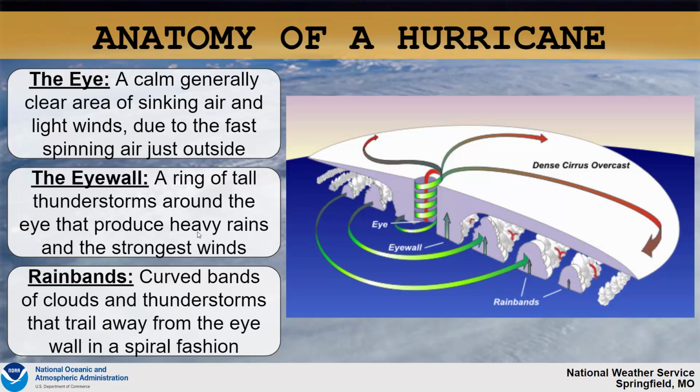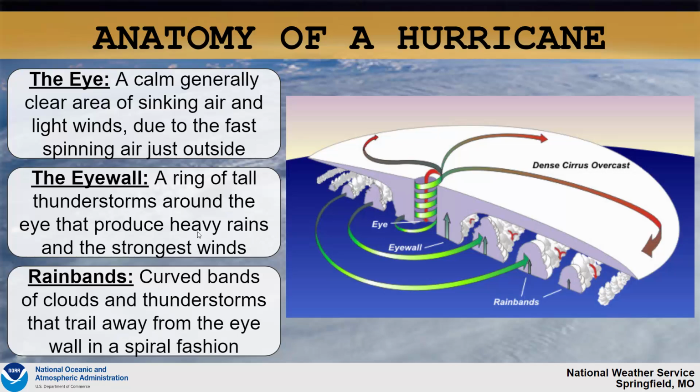So now that we've discussed the formation of hurricanes in the first part, let's dive into the anatomy or structure of hurricanes. And of course, the main component of this is the eye. This is a calm and generally clear area of sinking air and light winds. There is still some speculation on the formation of the eye, but the most accepted theory is that the fast-spinning air sends clouds and precipitation outward.